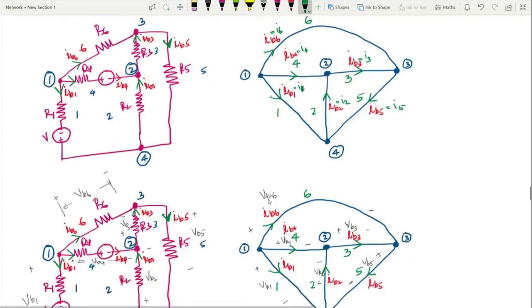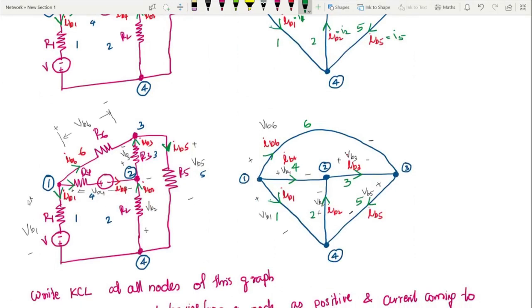So the potential at this point is higher than at this point. Likewise, all potentials are marked across each and every element like this based on the current direction. So VB1, VB2, VB3, etc. up to VB6 represent the potential across each and every branch in this network. The same thing is marked in this graph also.